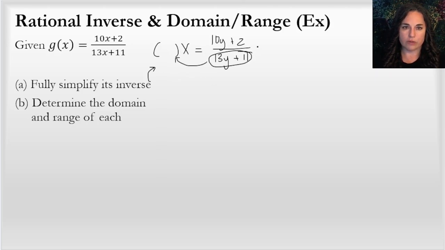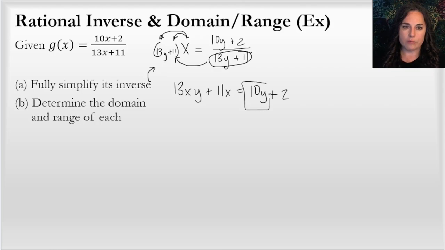That'll get rid of it, if I multiply it on both sides, right? So I get 13xy plus x. Do you all see that? If I distribute, plus 11x. Plus 11x, right? So if I move this over here and I distribute my x to each term, I'm going to get this. Over on the other side, I'm still going to have 10y plus 2.